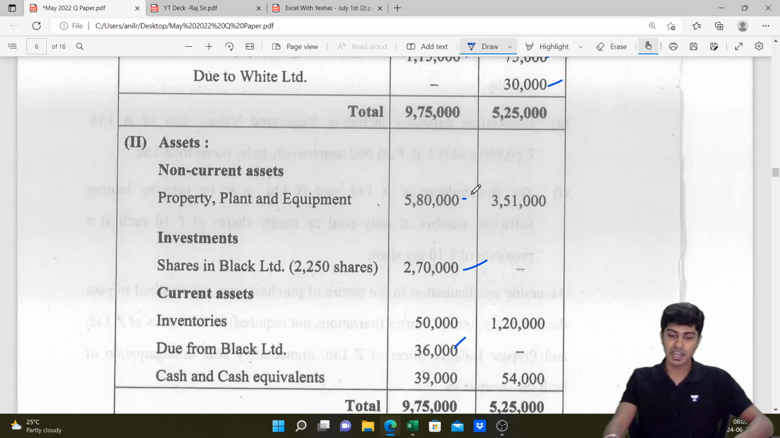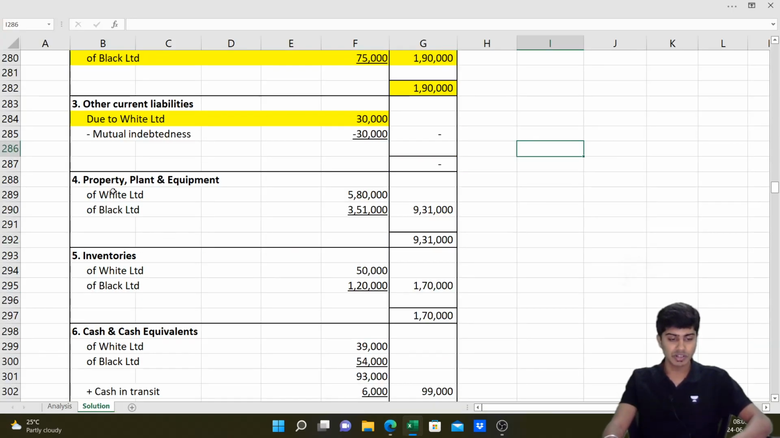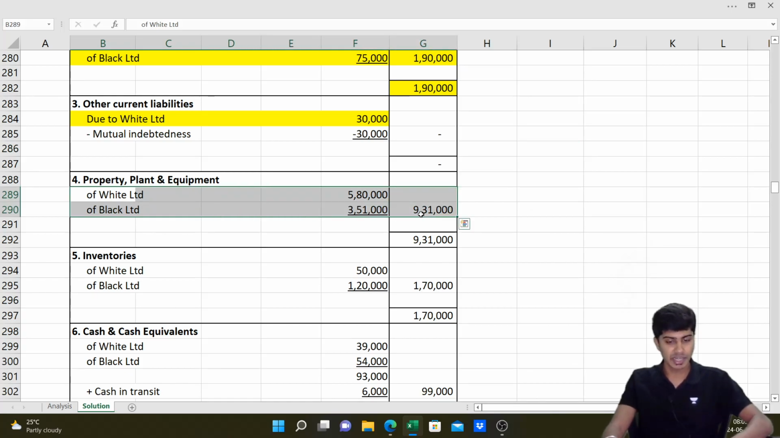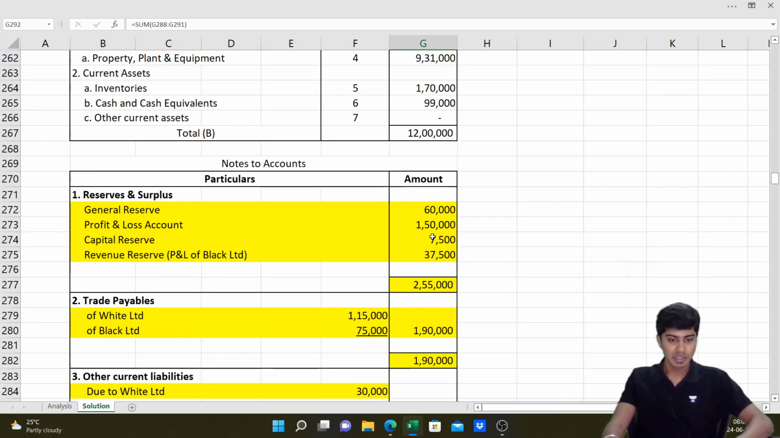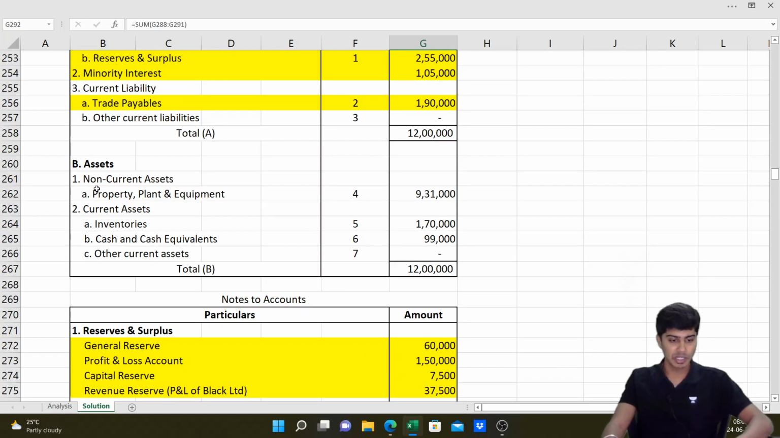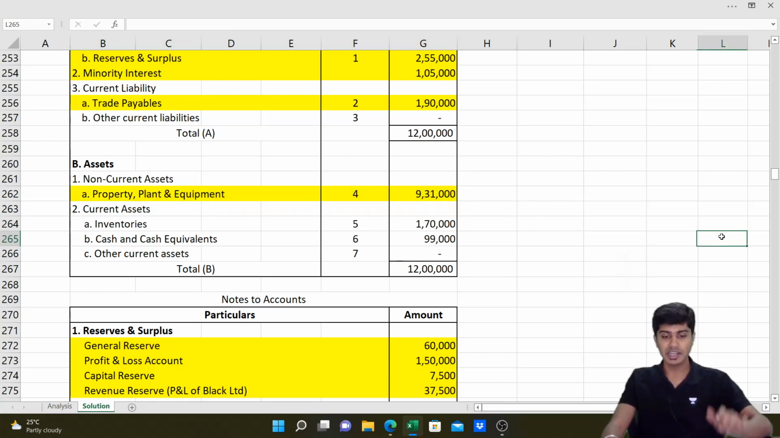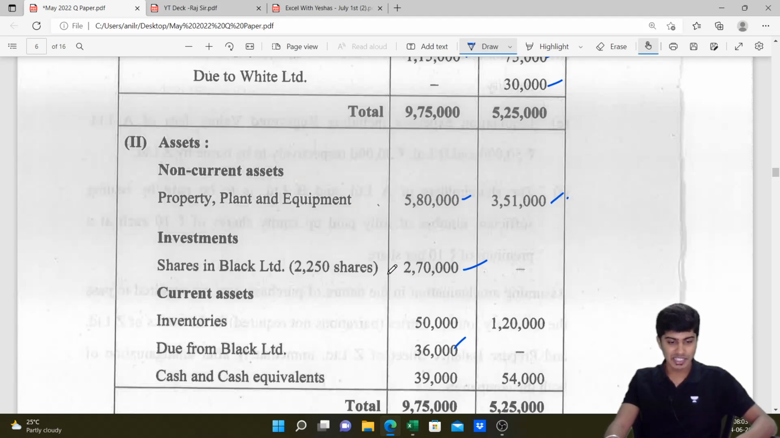Then assets, we can add 5,80,000 and 3,51,000 and write them together. In my notes to accounts, I've written property, plant and equipment. 5,80,000 and 3,51,000 together comes to 9,31,000. This 9,31,000 is ready to be posted to balance sheet. If we come to our balance sheet, we have property, plant and equipment, 9,31,000. Got it? Next item is shares, we've already taken care of.